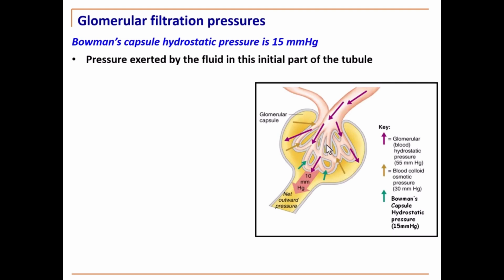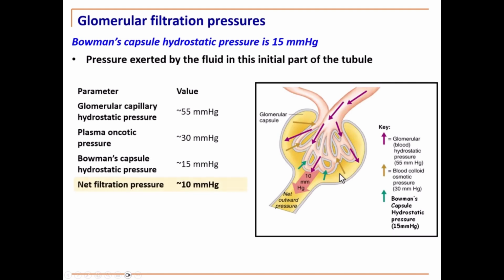Finally, we've got our Bowman's capsule hydrostatic pressure. That is purely the pressure exerted by the fluid that is present in this initial part of the tubule within the Bowman's capsule itself. And that is 15 millimeters of mercury. So we're trying to pull the fluid back into the capillaries. So overall, we'll have a glomerular capillary hydrostatic of 55, oncotic of 30, Bowman's capsule of 15, which means our net filtration pressure, if we were to try and measure it, would be 10 millimeters of mercury, forcing or stimulating glomerular filtration formation.